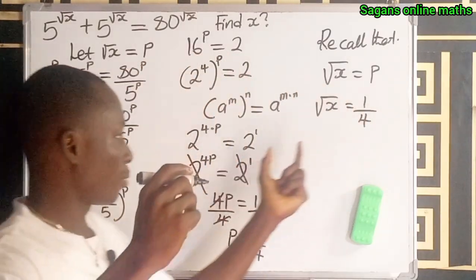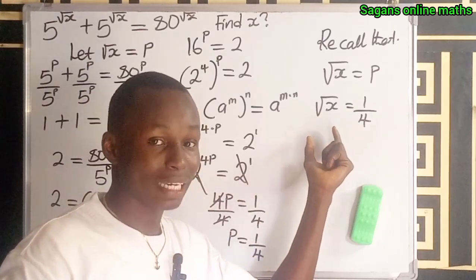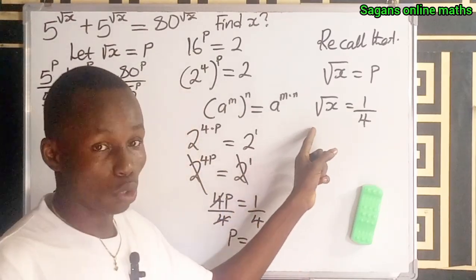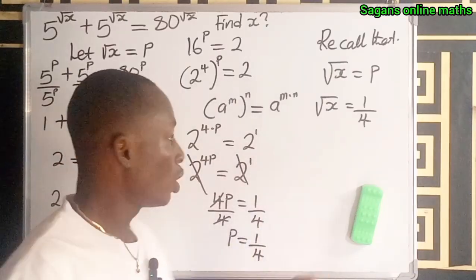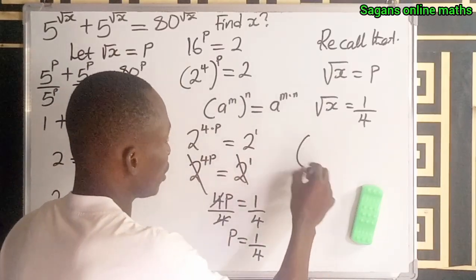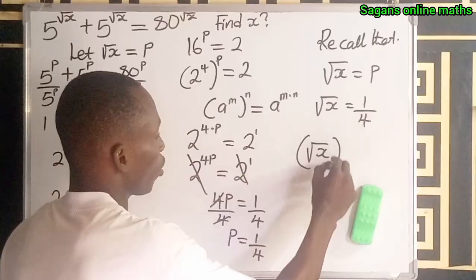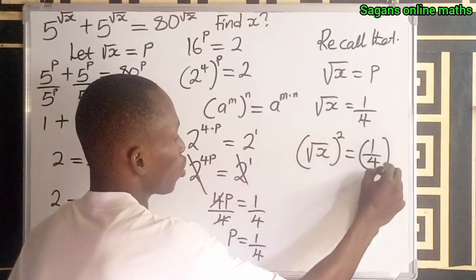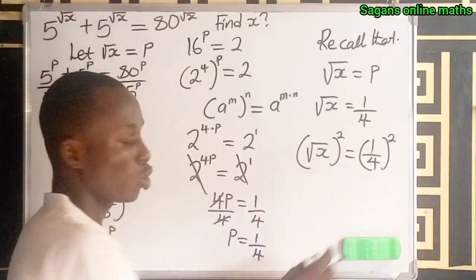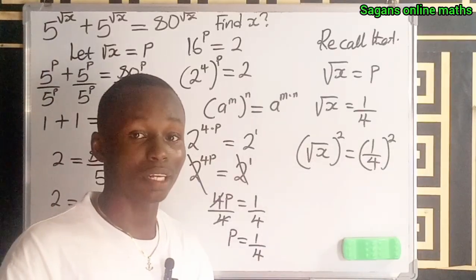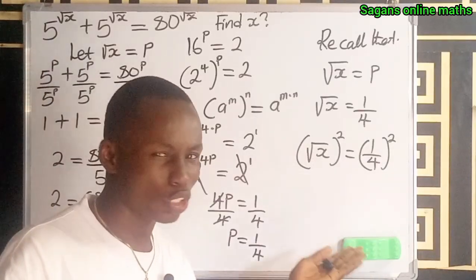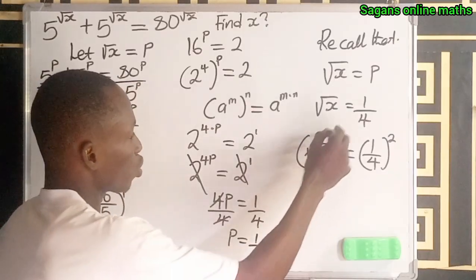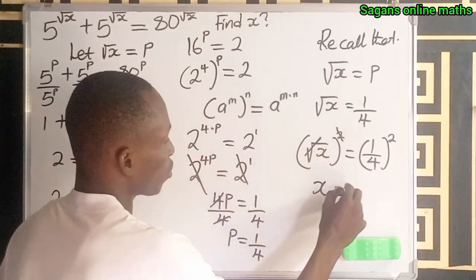What are we going to do here so that we can remove the square root, because our target is to find just x? For us to remove this square root, I have to square both sides. So if we square both sides, that means (root x) to the power of 2 is equal to (1 divided by 4) to the power of 2, because we are squaring both sides so that we can have the value of x. Now you can see that the square root cancels out the square. We are left with x is equal to.